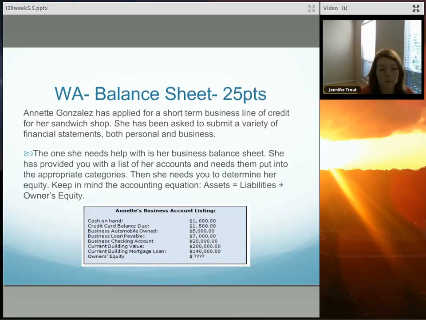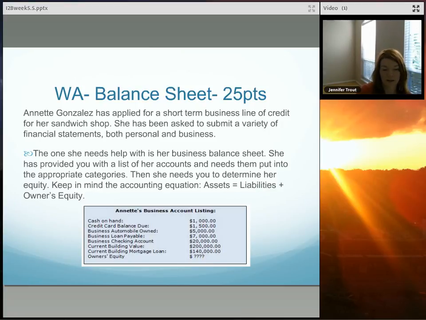Your written assignment this week is a balance sheet. It's worth 25 points. Unfortunately, with this type of assignment it's a little bit trickier to grade, as it's a right or wrong type of thing. Basically, Ms. Gonzalez has applied for a short-term business line of credit for her sandwich shop, and she has been asked to submit a variety of financial statements, both personal and business. The one she needs help with is her business balance sheet. She has provided a list of her accounts and needs them to be put in appropriate categories.